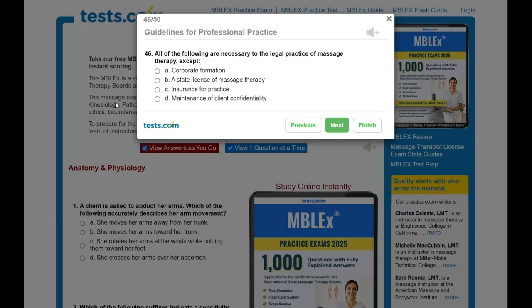Question 46. All of the following are necessary to the legal practice of massage therapy except: A. Corporate formation. B. A state license of massage therapy. C. Insurance for practice. D. Maintenance of client confidentiality.